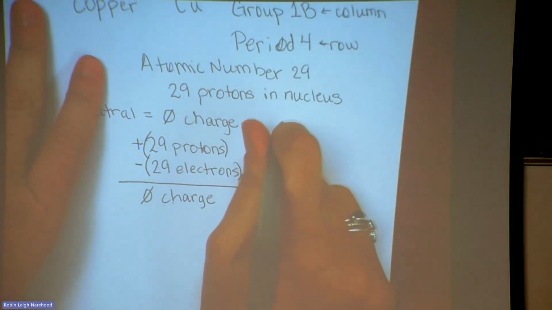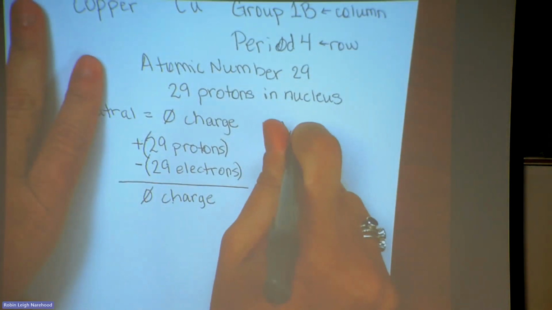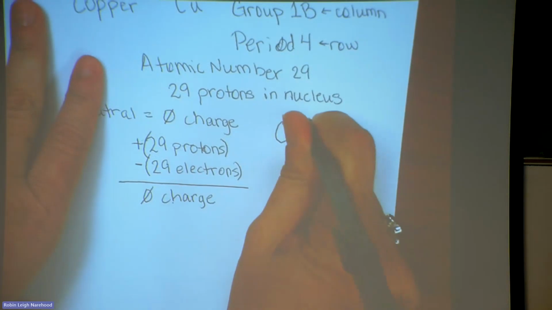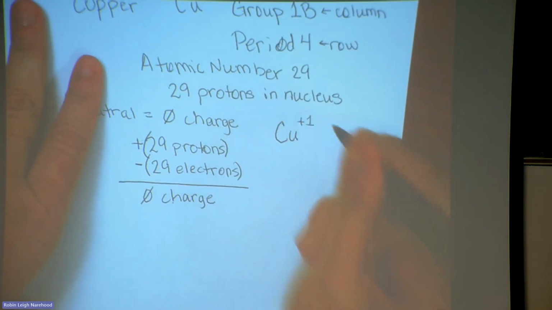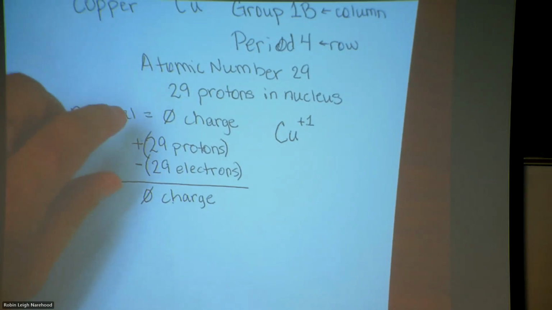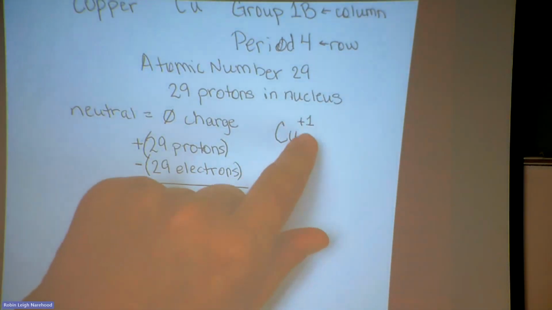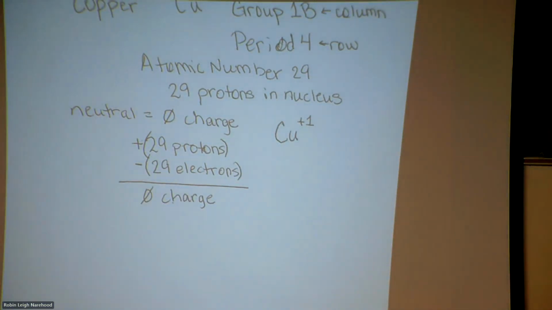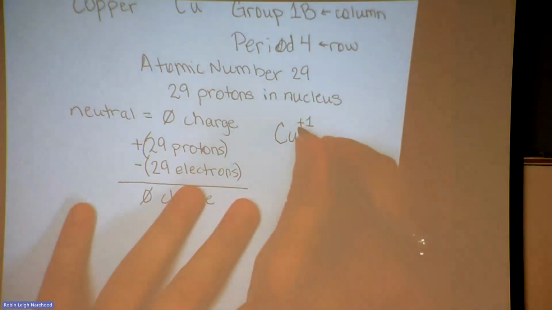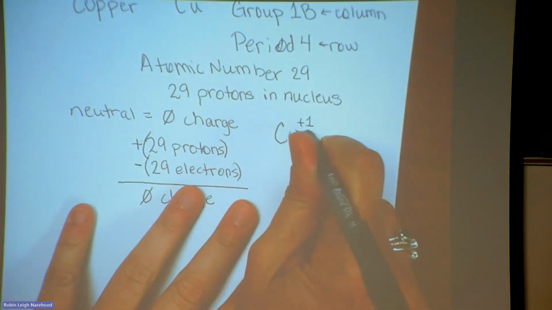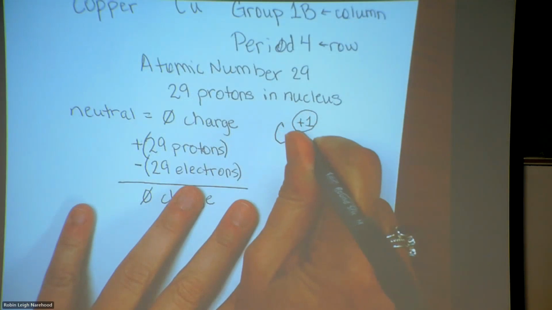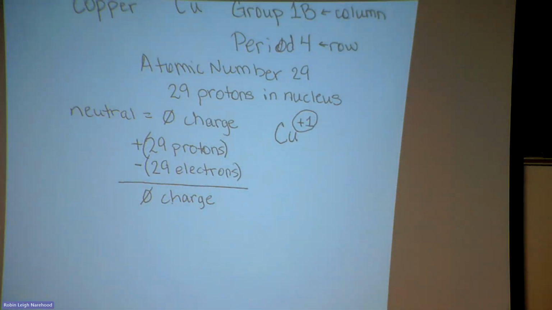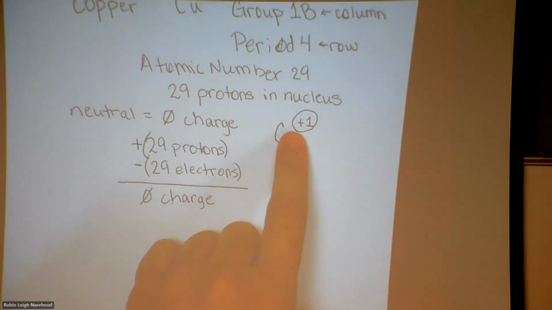I'm going to write it this way: Cu positive 1. In the upper right-hand corner, I'm going to put a positive 1. If you see a symbol or a group of symbols with something in the upper right-hand corner, then you're looking at an ion. So this is an ion.